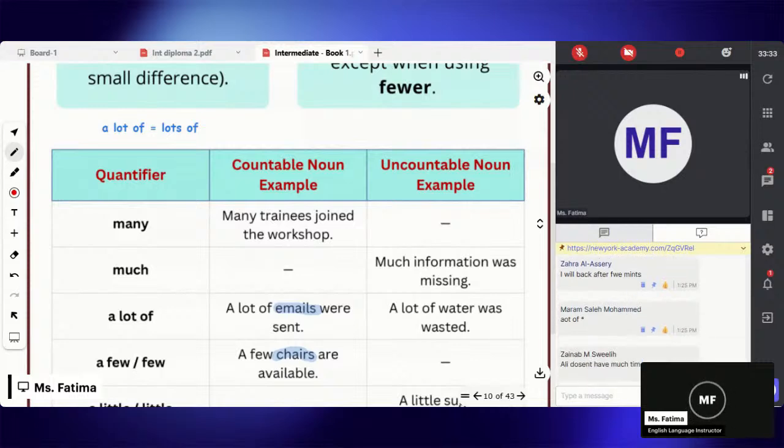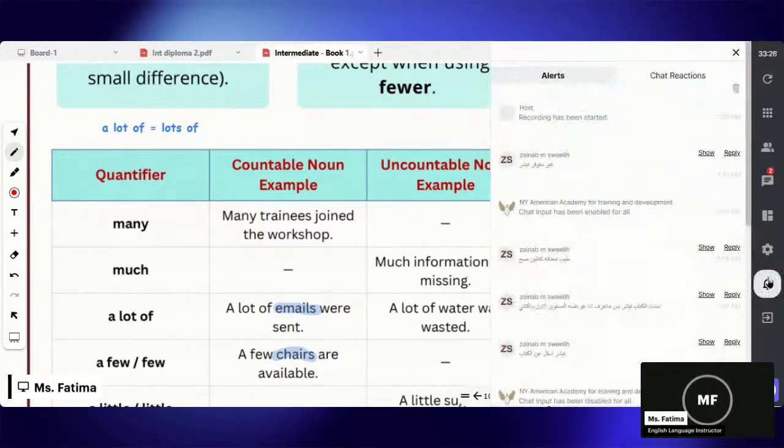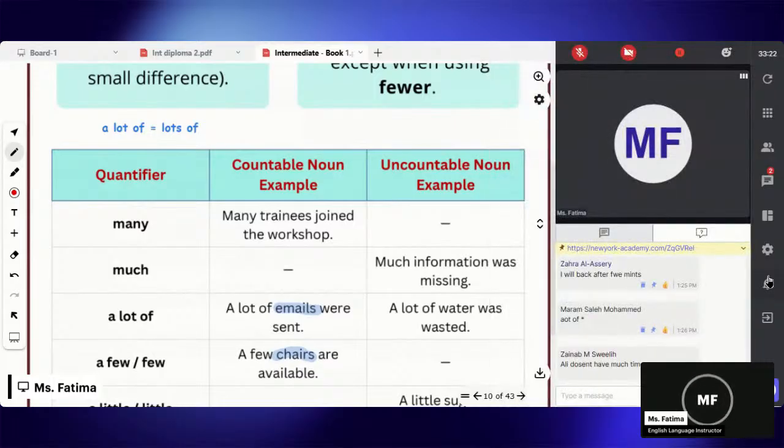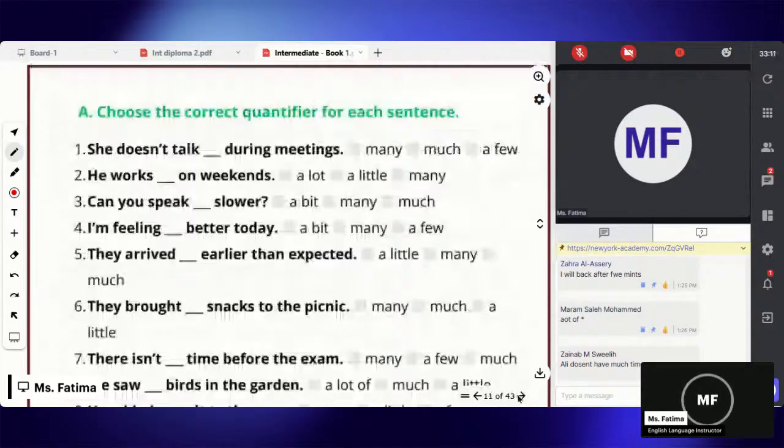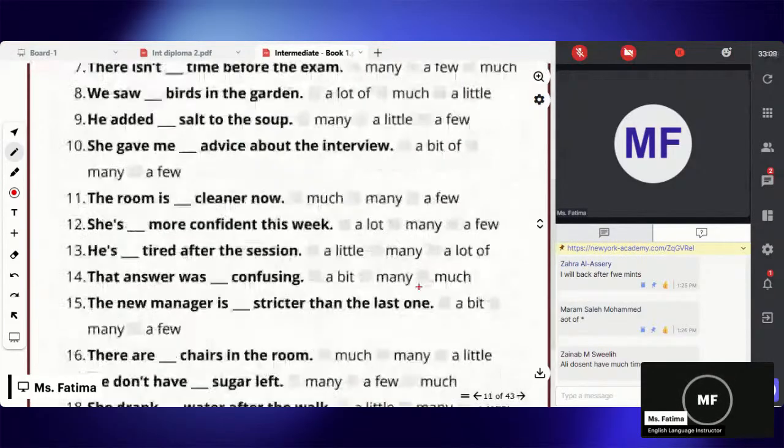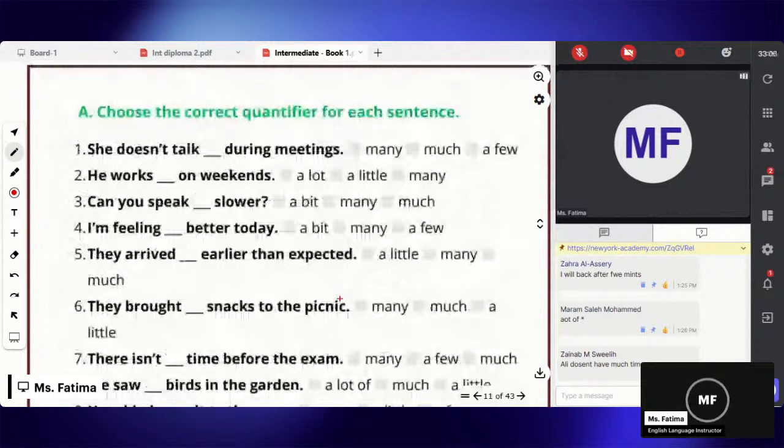Ali doesn't have much time. Yes, excellent. We use much with time because we can't count time. However, we can count the hours and not the time. Yes, excellent. Thank you so much, guys. We do have a lot of exercises to practice that. Okay, let's do it.